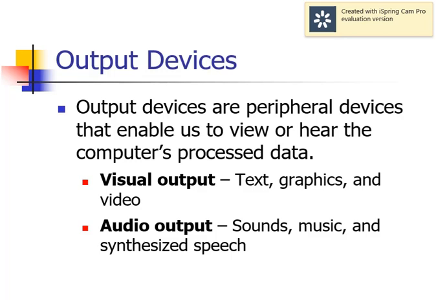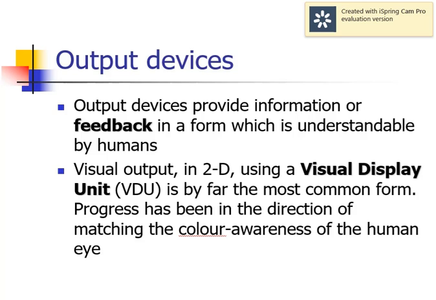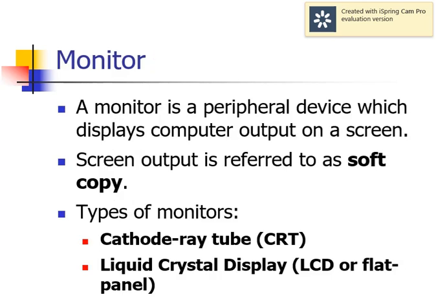For the output device, we can categorize into two: first is the visual output and the second is the audio output. Output devices provide information or feedback in a form which is understandable by humans. For visual output, an example is the visual display unit, which is the display monitor. Other than that is our handphone screen. A monitor is a peripheral device which displays computer output on a screen. It can be referred to as soft copy.